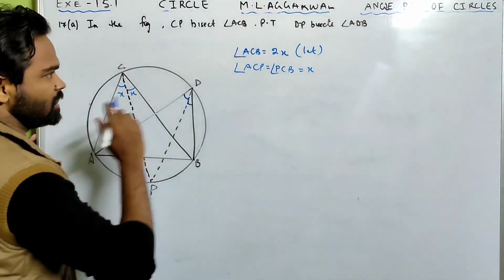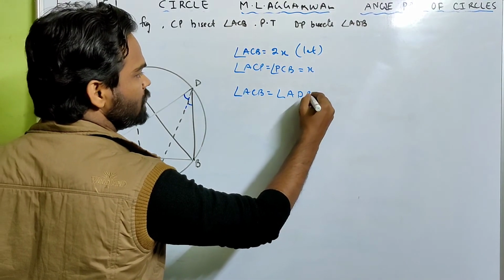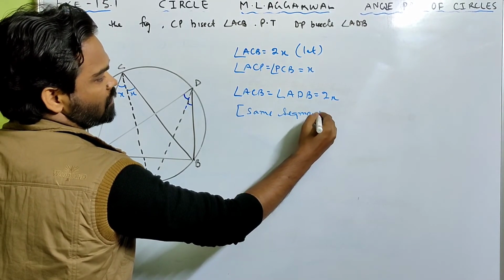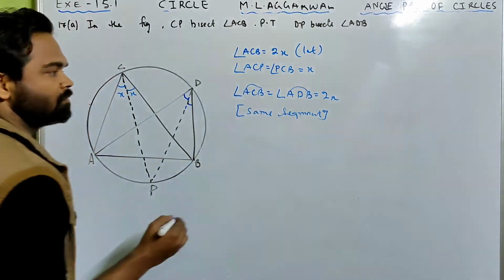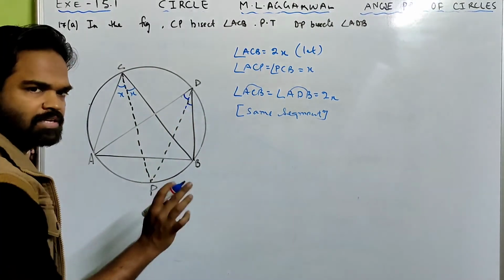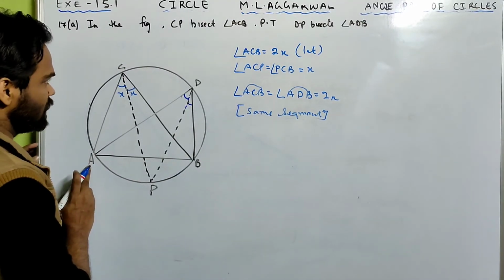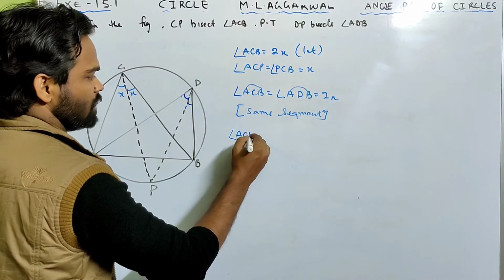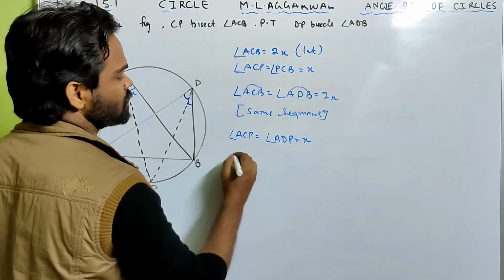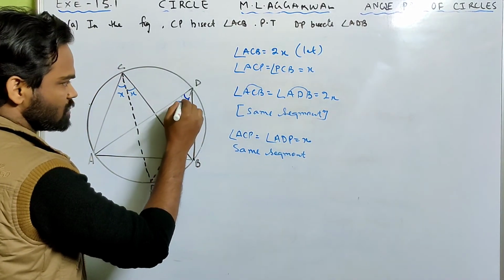Now look carefully. Angle ACB is equal to ADB, that is equal to 2x. Why? Look carefully. Same segment, isn't it? AB, AB, which means this entire angle is 2x. Now if you can prove that this and this are x degrees each, our work is done. Then DP is the bisector of angle ADB. Look carefully. Angle ACP is equal to ADP, ADP is equal to x. Why? See, same segment, isn't it? So this is x.